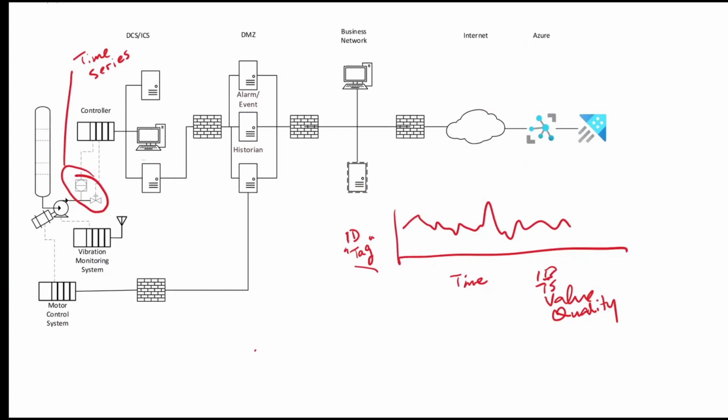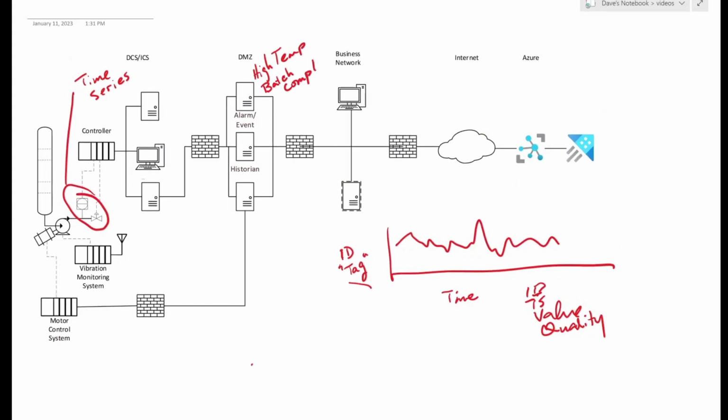Now, alarms and events are quite different. They can be things like high temperature, or they can be things like batch complete. And the thing is that alarm and event data is not structured the same. It doesn't have a single identifier and a single timestamp. Often these things will have a start time and an end time. And just the fact that it's set up with an interval means that it's not a time series.